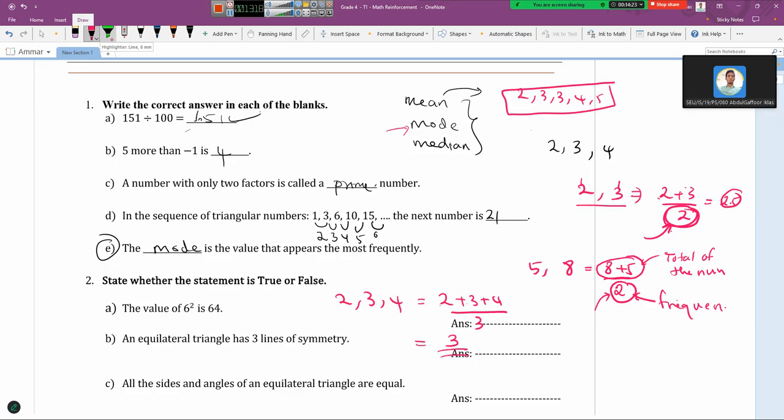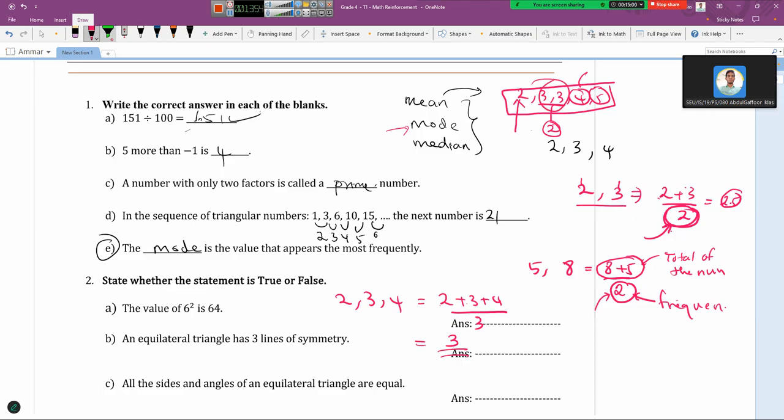So mode is the value that has occurred more than one time, or many times. Mode means the value or number that occurs most frequently. If you look at this series, 2 has occurred only one time, 3 has occurred 2 times, 4 has occurred only one time, and 5 also only one time. Since 3 has occurred 2 times, we will call 3 the mode of this series of numbers.